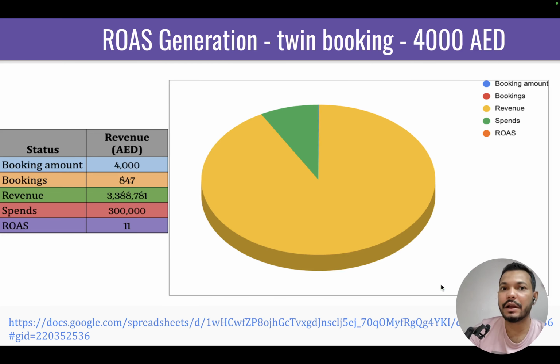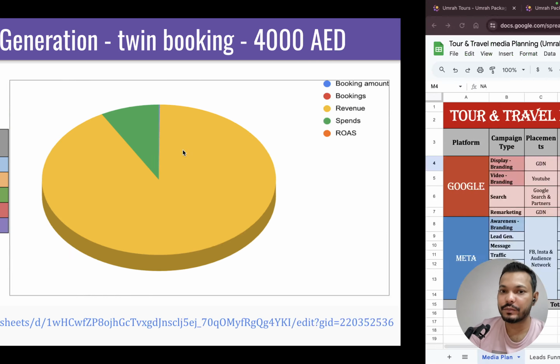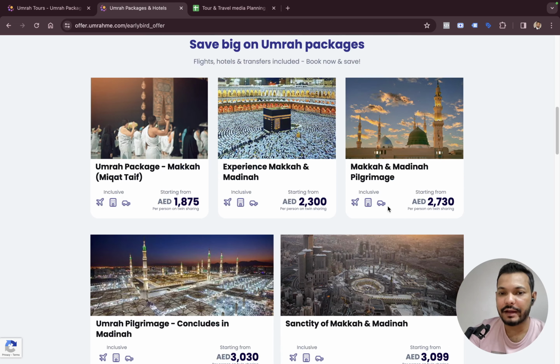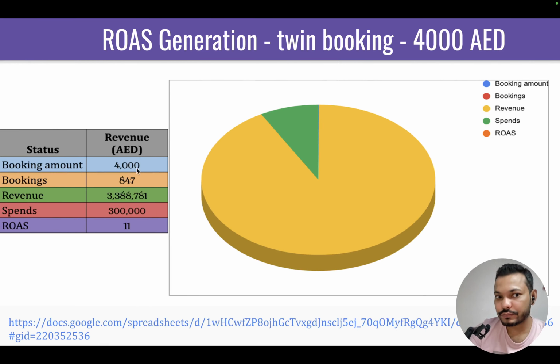And then we have the return on investment generation plan. Here in this plan, we have a booking amount of 4,000 AED. This was the amount for a twin sharing basis. Even if I take you to the website again, you can see this is the average order value. So 2,000 multiplied by 2, because this plan has to be provided to at least 2 people. Now, the average booking amount is 4,000 AED.